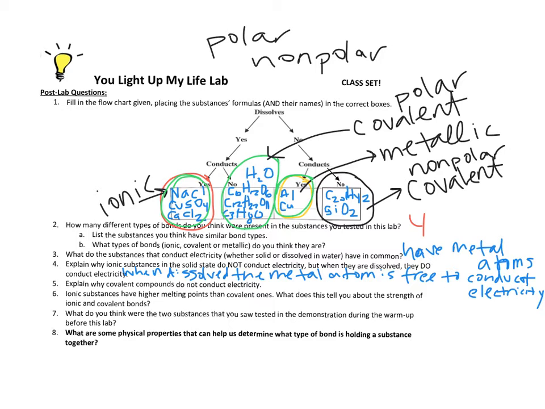All right. So number 5, explain why covalent compounds do not conduct electricity. Well, that's easy. Covalent compounds don't have metal atoms. And if you don't have a metal atom, you cannot conduct electricity. Okay, so covalent do not have metal atoms.